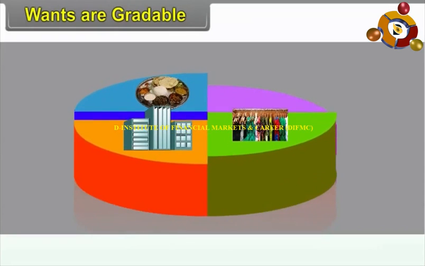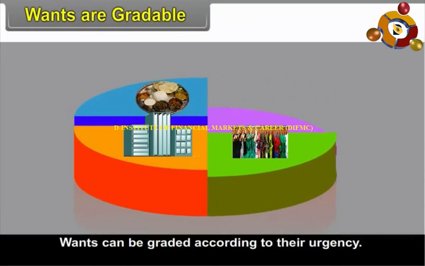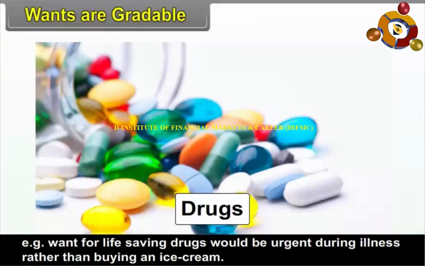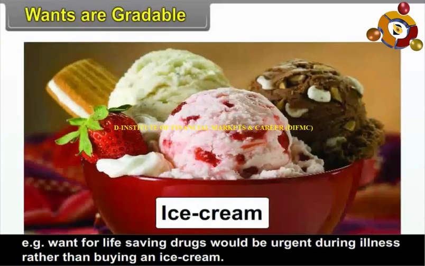Wants are gradable. Wants can be graded according to their urgency. The most important want can be fulfilled first, and the least important want can be fulfilled last. For example, the want for life-saving drugs would be urgent during illness rather than buying an ice cream.